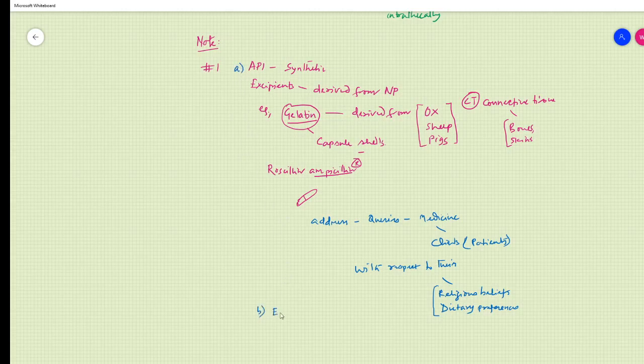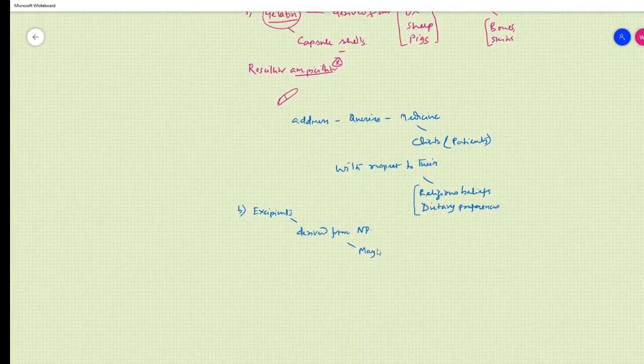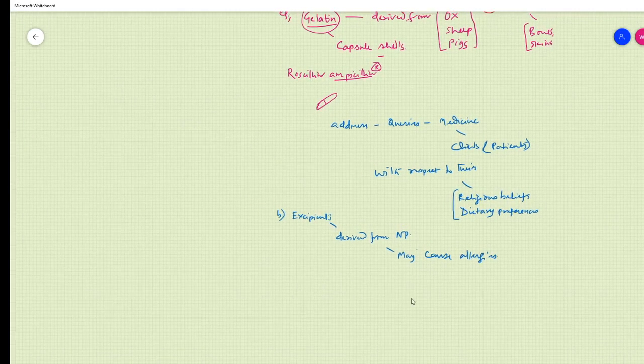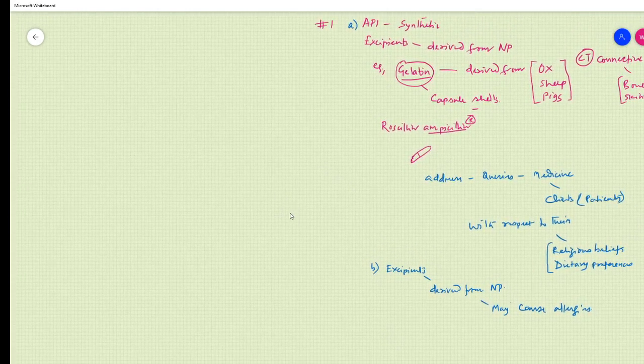Also, the excipients derived from natural products may be allergic to the patient, so they may cause allergies. A careful history and then looking into the excipients of the prescribed drug can mitigate these problems, or some interventions can be undertaken. So that is one thing that we need to keep in mind.